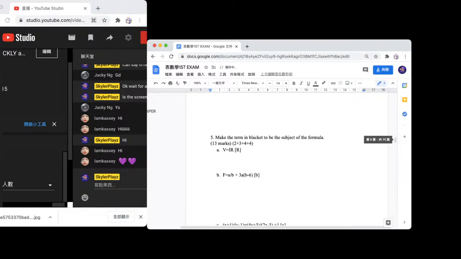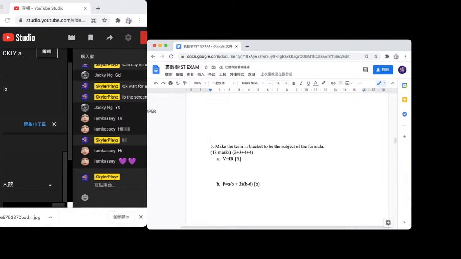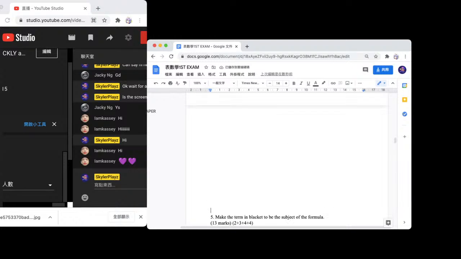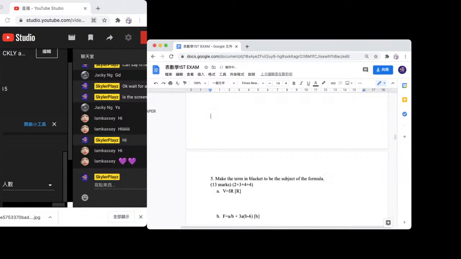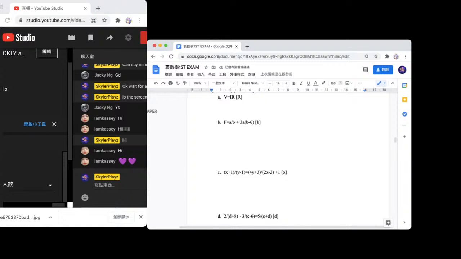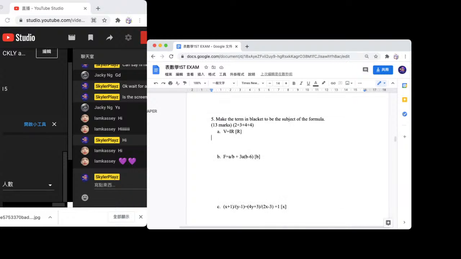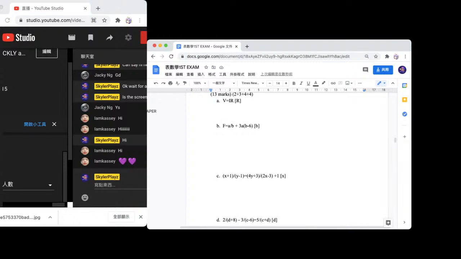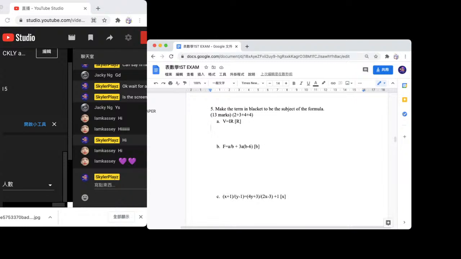Let's move on to the next part. We will just do question A and question C. Okay. For V equals IR, we need to make R the subject. So we just divide both sides by I. So R equals V divided by I, and that's complete.